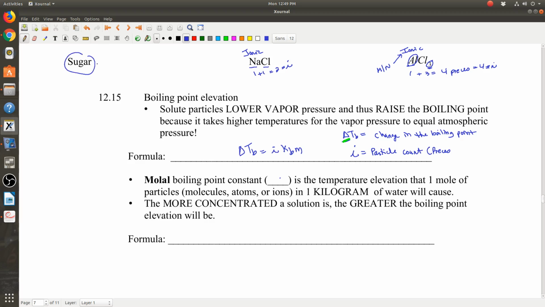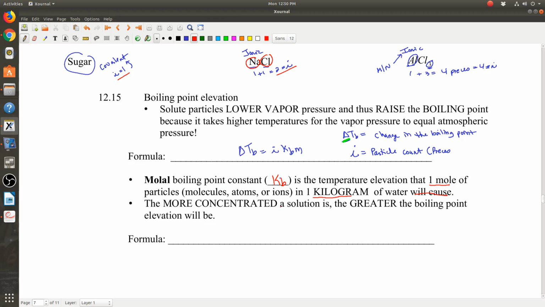But sugar doesn't fall apart, and sugar is covalent. Covalent molecules don't fall apart, so the i value is 1 for the covalent molecules, okay? So for sugar and covalent molecules, i value is 1. For ionic compounds, you have to count the ions, and that's the i value. All right, so the i is that. The K sub B is the molal boiling point constant. It is the temperature elevation that 1 mole of particles, molecules, atoms, or ions, in 1 kilogram of water will cause.